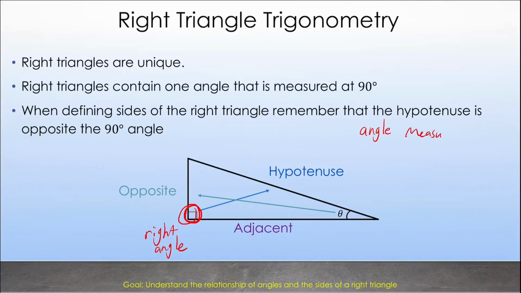Angle measurement correlates to side length. So what that means is, if I have the biggest angle in the triangle, it's always going to be directly across from the biggest side of the triangle. So let's erase some of this. So what we can see here is that my 90 degrees is always going to be my biggest angle, which means this hypotenuse is always going to be the biggest side.